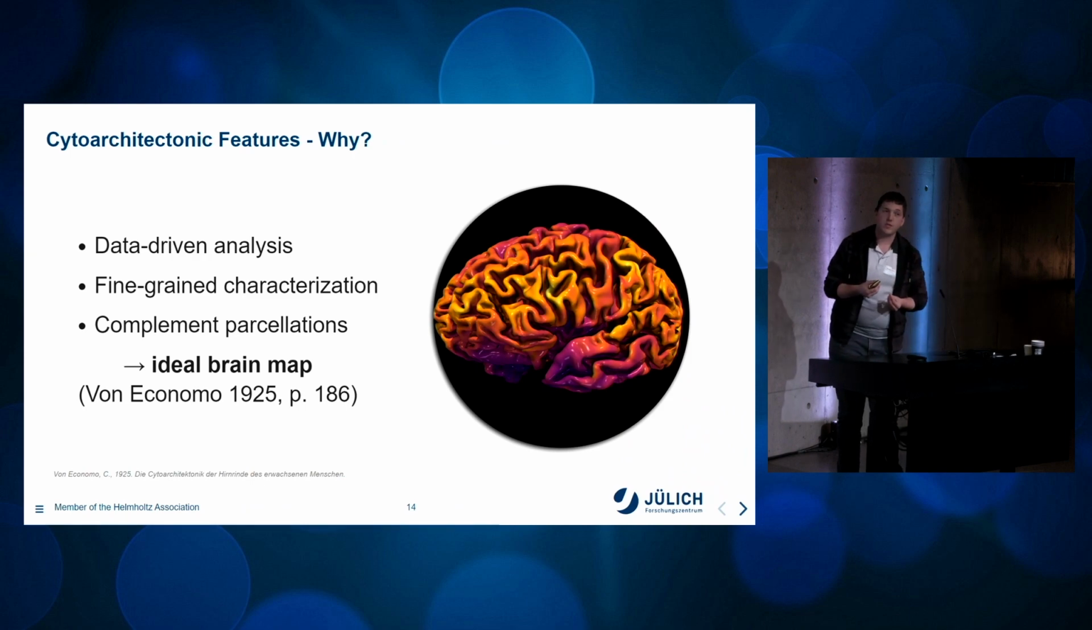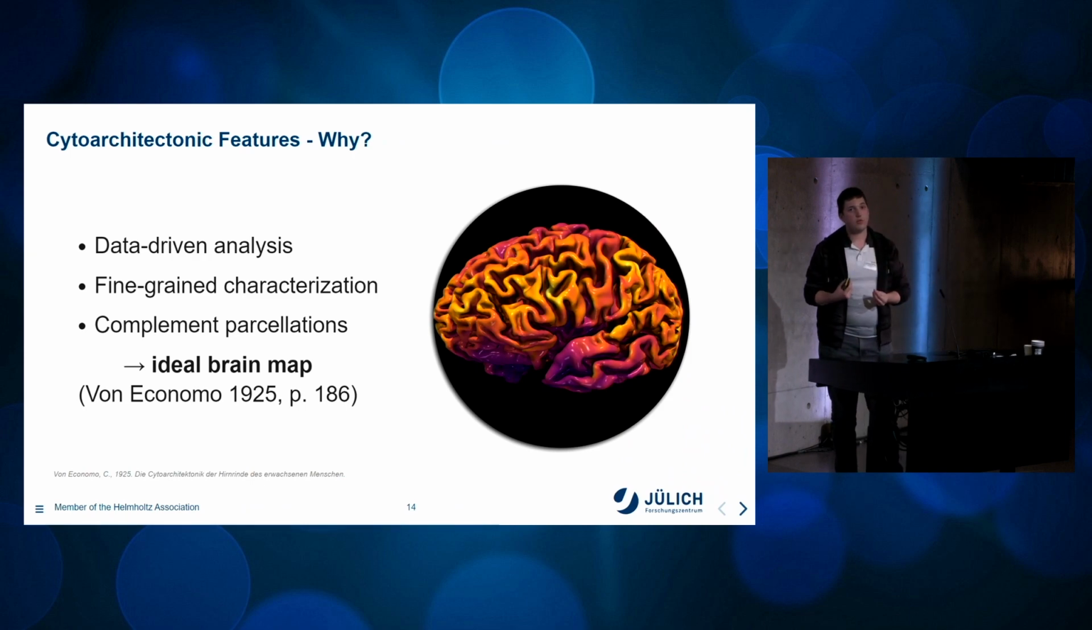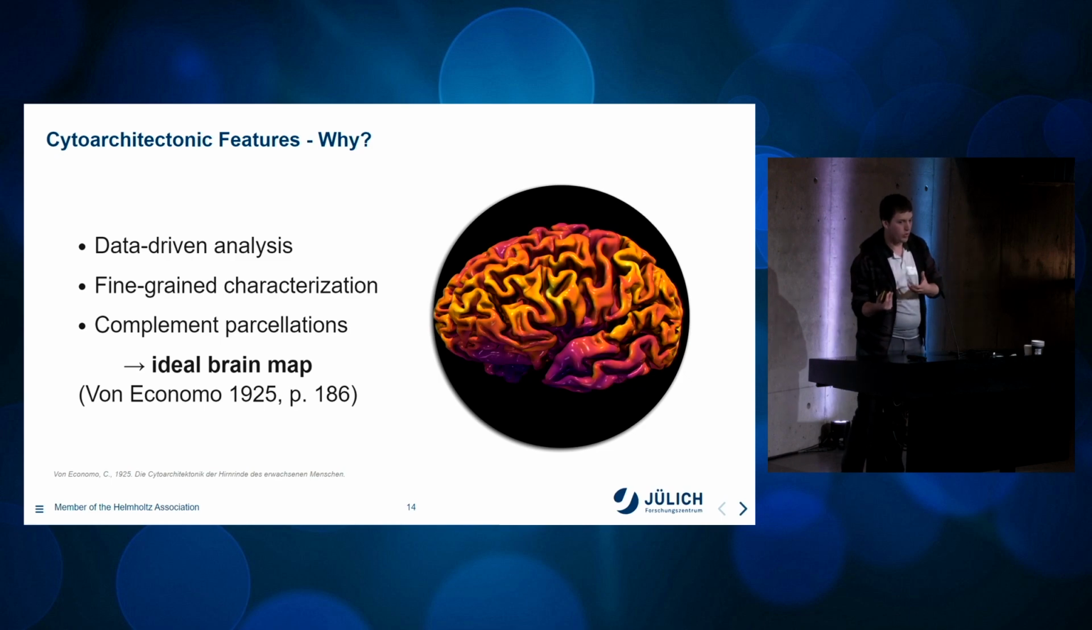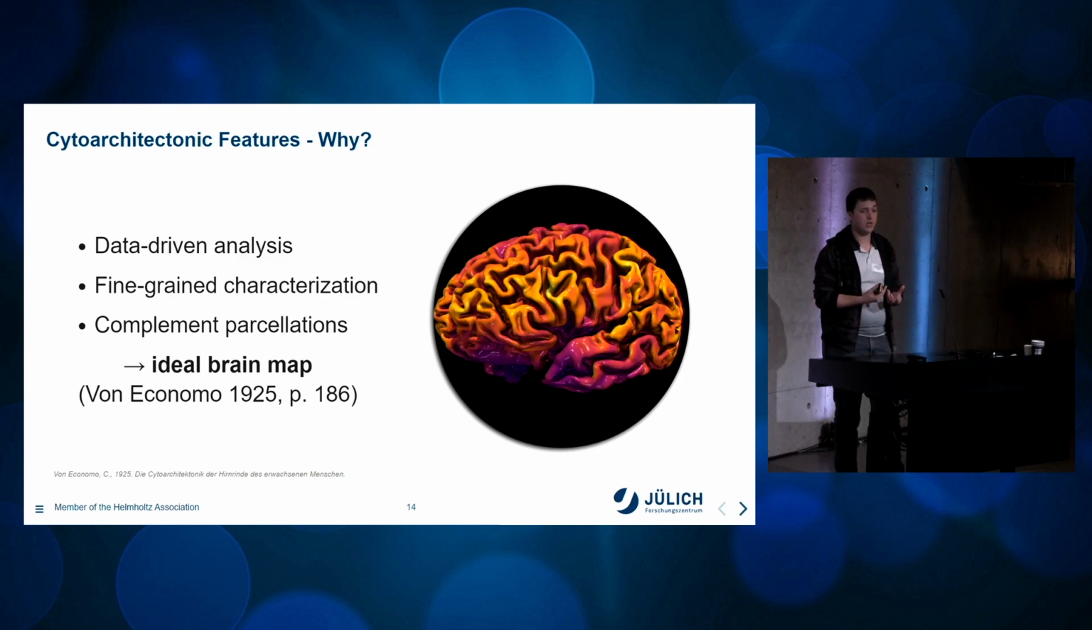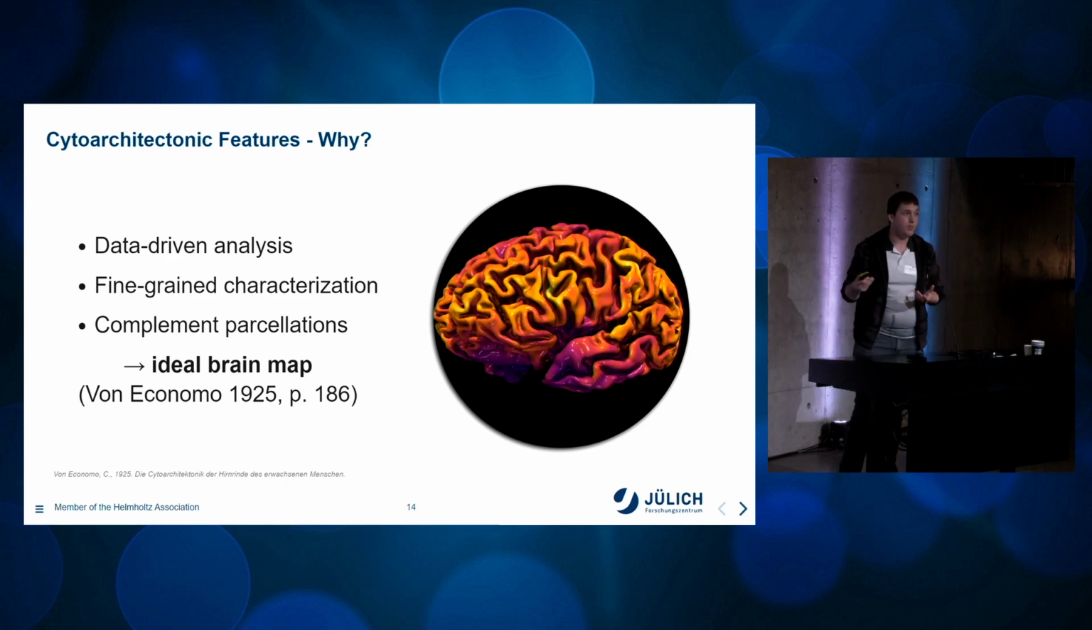So we can think of this as a more data-driven approach to characterizing the cytoarchitecture of the human brain. And they actually do not replace parcellations, they just complement them.